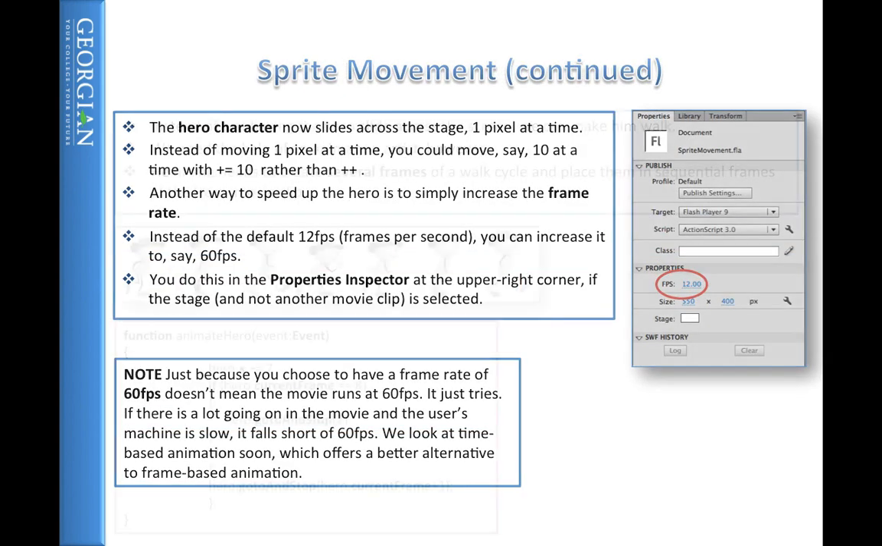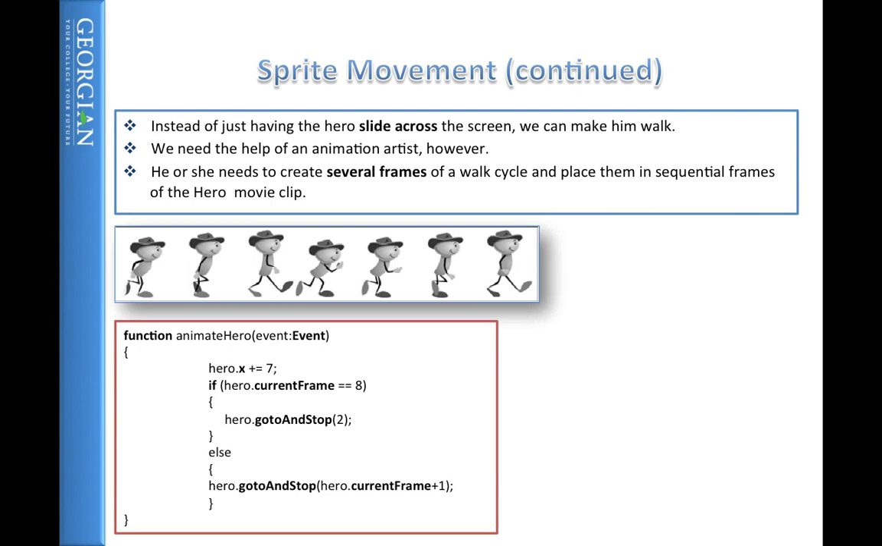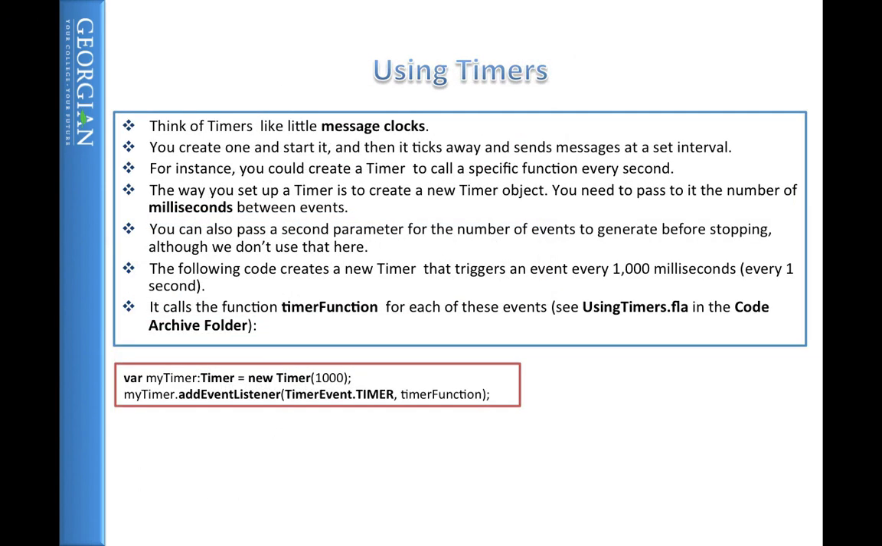So we've got 12 frames per second. We talked about the frames and how it walks across. But using timers is a little better. Think about timers as little message clocks, right? Every tick of the clock, it's sending a message. So what we can do is create a timer for X number of milliseconds as opposed to frames, because once we start talking frames, now we're limiting ourselves. The whole animation is based on how many frames are on our stage. We don't want that to happen at all.